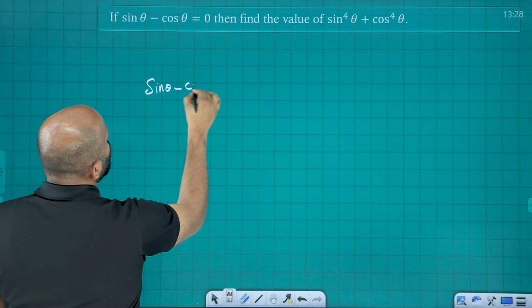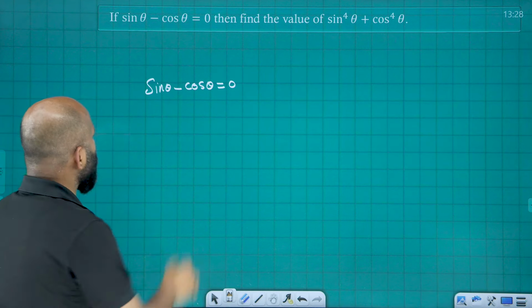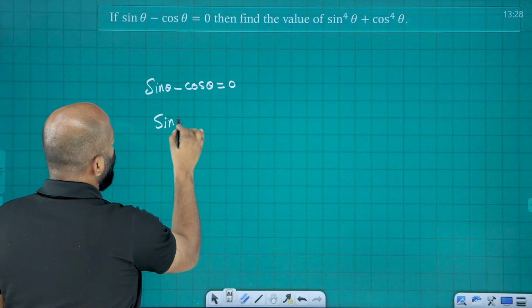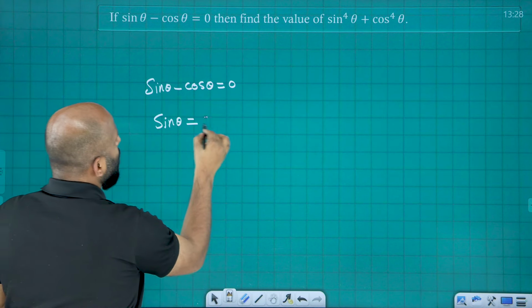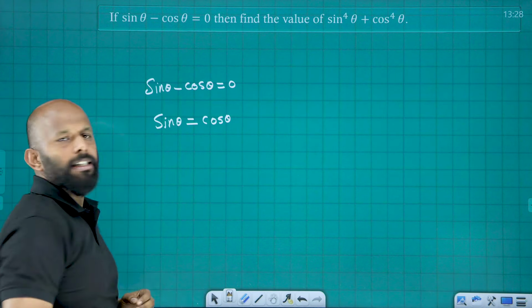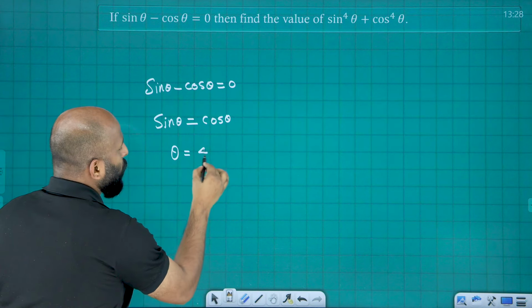Sin theta minus cos theta is equal to 0. Now sin theta is equal to cos theta, I can take the cos theta into the right side. Sin theta is equal to cos theta. Now directly I am writing theta is equal to 45 degree.